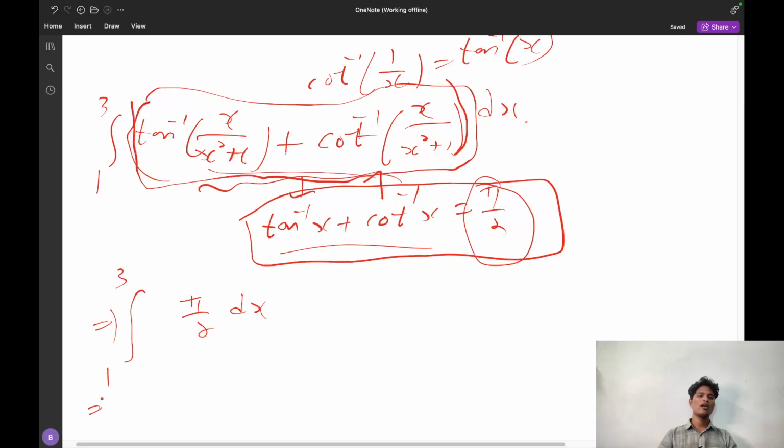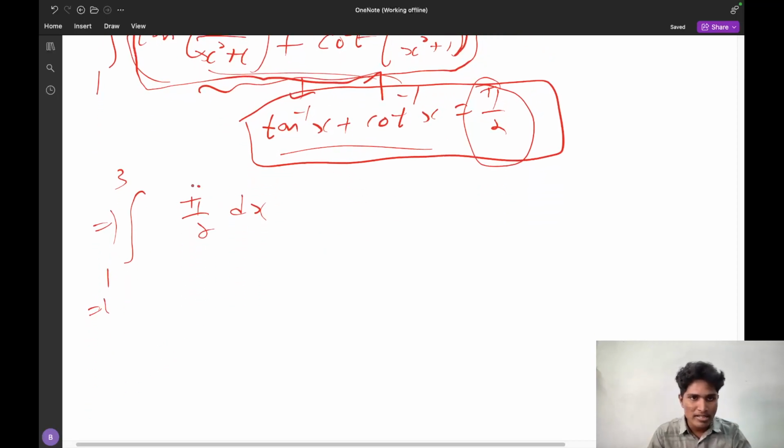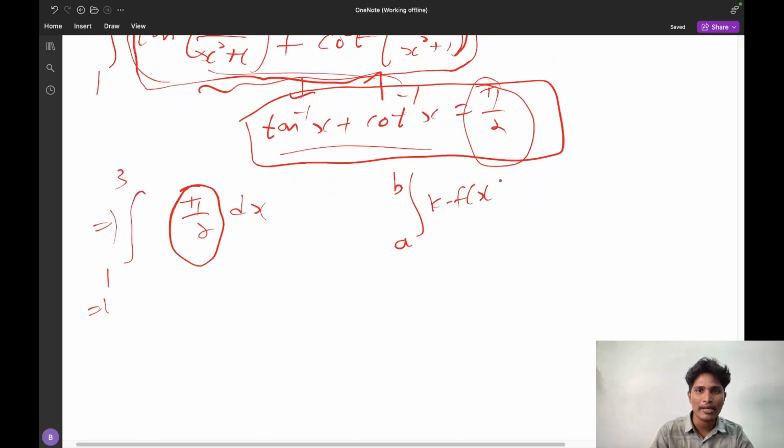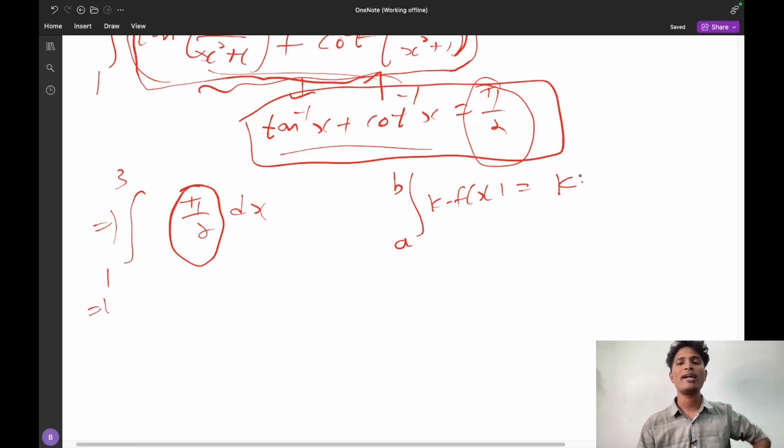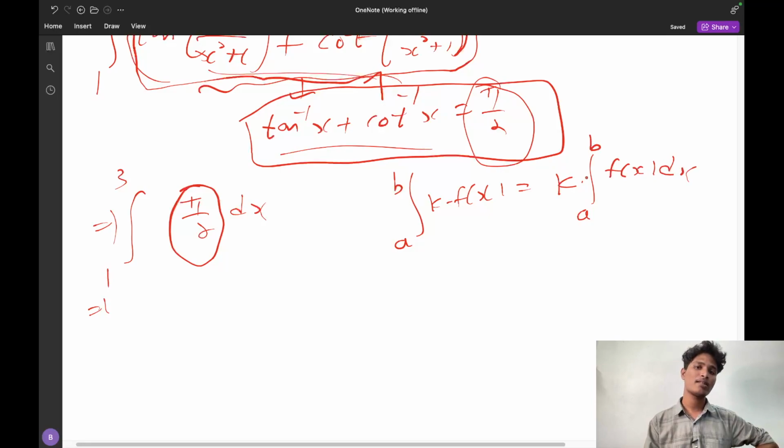And what is the answer? This pi by 2 is a constant. I can take it outside of the integration by the property that the integral from a to b of k times f of x dx equals k times the integral from a to b of f of x dx. By using this property, I have taken the constant outside, and the integral from 1 to 3 of 1 into dx remains.